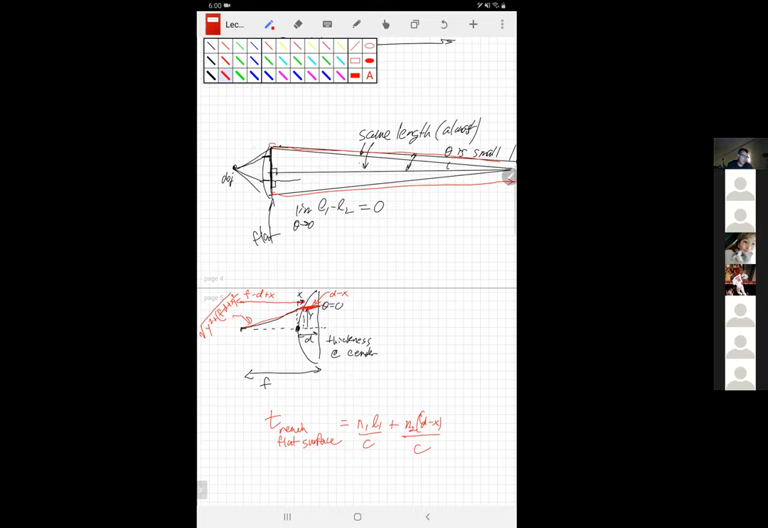So all of the delays are over here on the left, which means we just have to make sure that this plus this takes the same amount of time as the axial path. And the axial path takes a time, well, let's see here, N1 times (F minus D) over C plus N2 D over C.